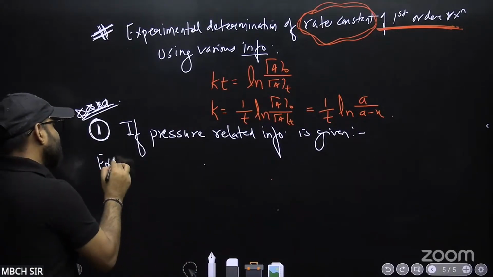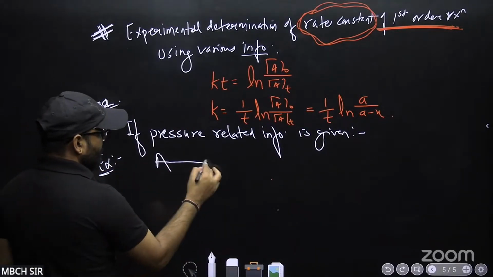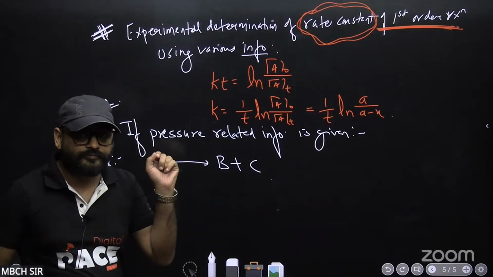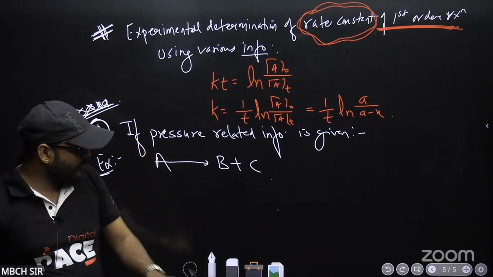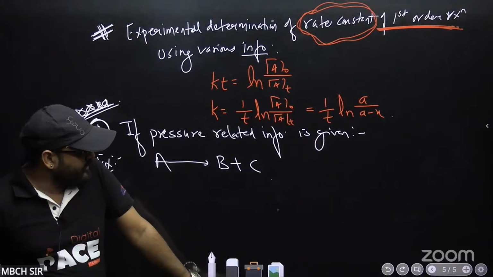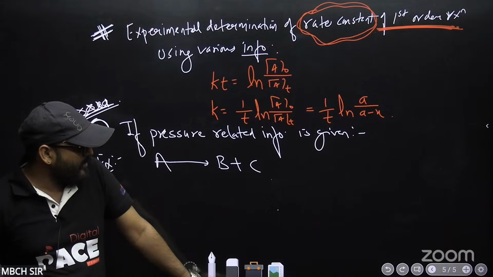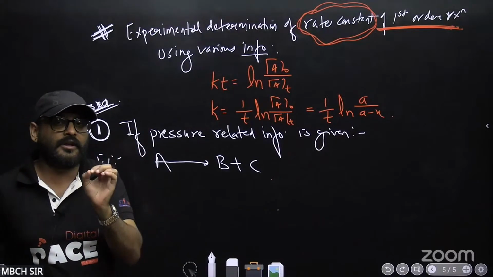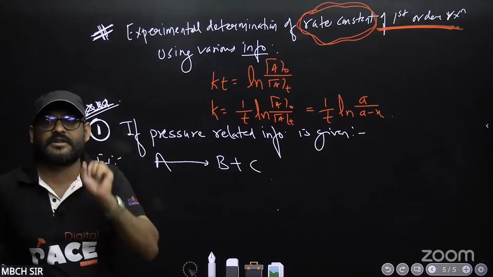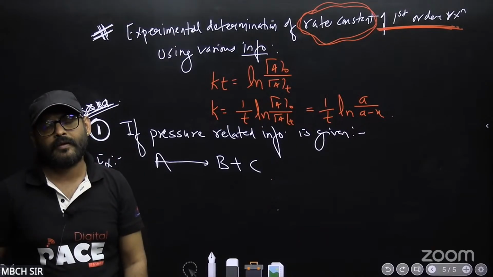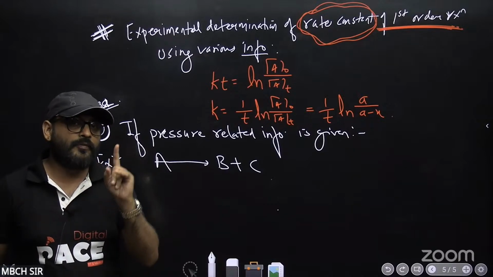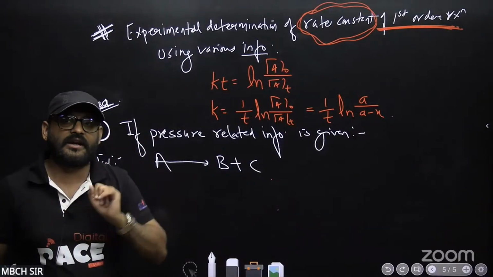Let me take one example, A converting into B plus C. Now some starting points, you have to keep these things in mind very well. Like A, B and C, you have to look carefully in what state these substances are given. In what phase these are given, solid, liquid or gaseous. You know from chemical equilibrium or gaseous state as well.